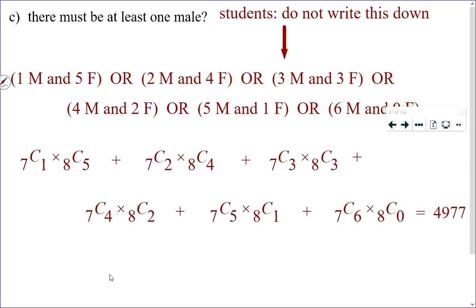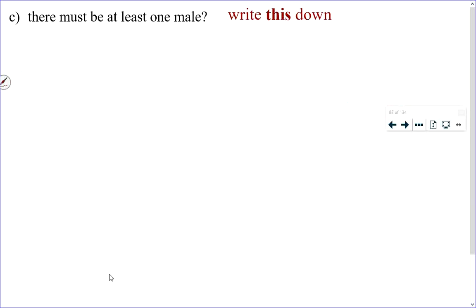It turns out it's equal to 4977. If you do that, you get 4977. But we're not going to do it that way. We are going to use the same kind of thing that we've used before when, for example, I say, how many ways can the volleyball team members stand together if Joan and Emily are not together? We take the total number and subtract how many they are together.